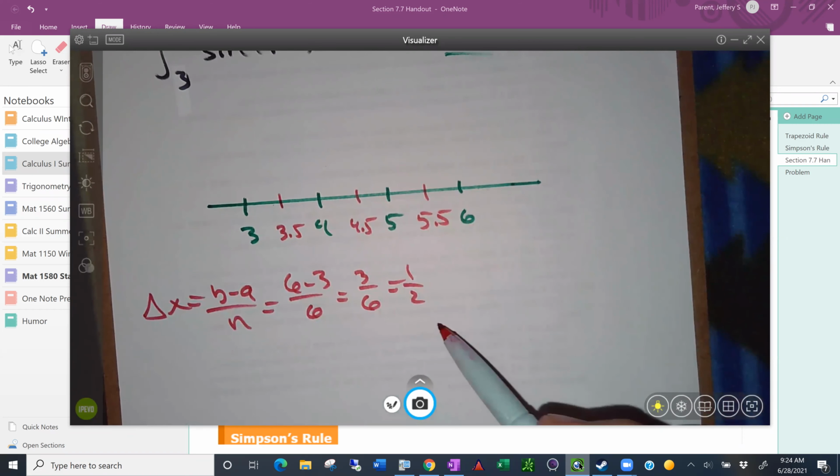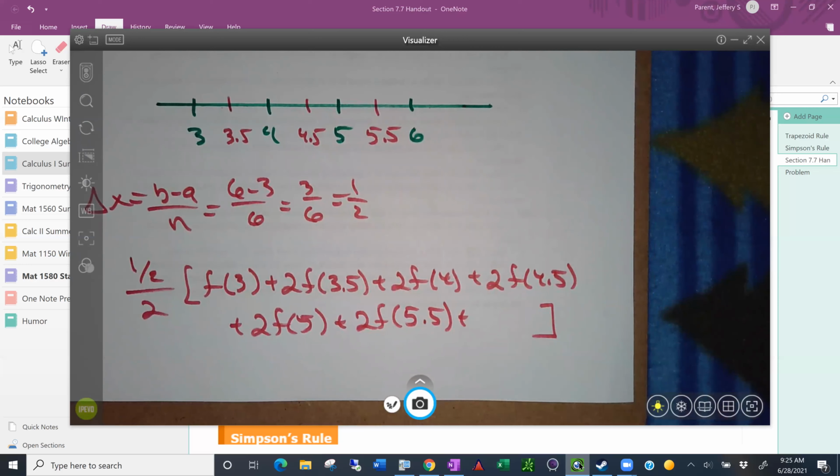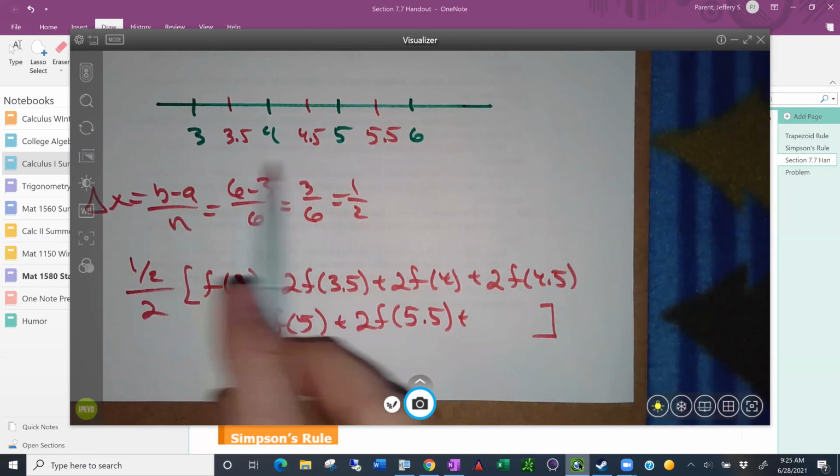f of 3 plus 2 times f of 3.5 plus 2 times f of 4 plus 2 times f of 4.5 plus 2 times f of 5 plus 2 times f of 5.5. And one last one. Does anyone know what that last one would be? Two f of 6. Close.